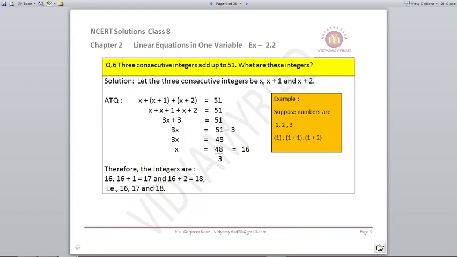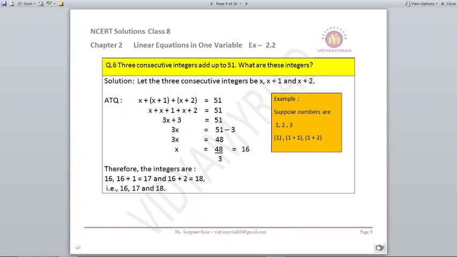So what is the difference? How did I get 2? 1 plus 1. How did I get 3? 1 plus 2. So what am I doing? I am adding 1 or 2 in the respective integers to get the consecutive integers. Now I don't know what my initial number is, so I am assuming that number as x. So let my first number be x, in place of 1.